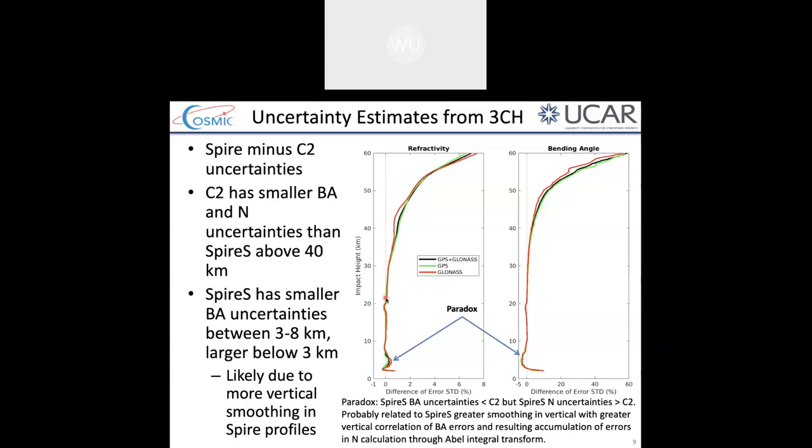We do find an interesting feature here that the bending angle estimate for Spire is actually smaller than Cosmic 2 between roughly 3 and 8 kilometers, while the refractivity estimate is bigger for Spire. So that's something we're trying to understand. We think this is related to how the vertical smoothing in the retrievals is done by the 2 different processing centers, but we're still working on evaluating this feature.